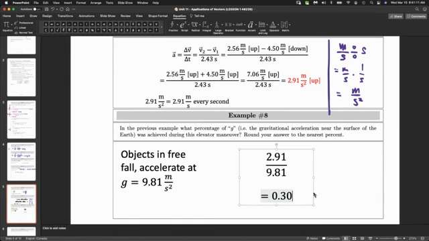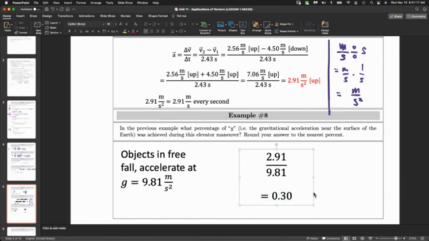Anyway, it's 0.3. So what does that mean? It means that the maneuver is 0.3 of g. So the answer is 0.3 g.